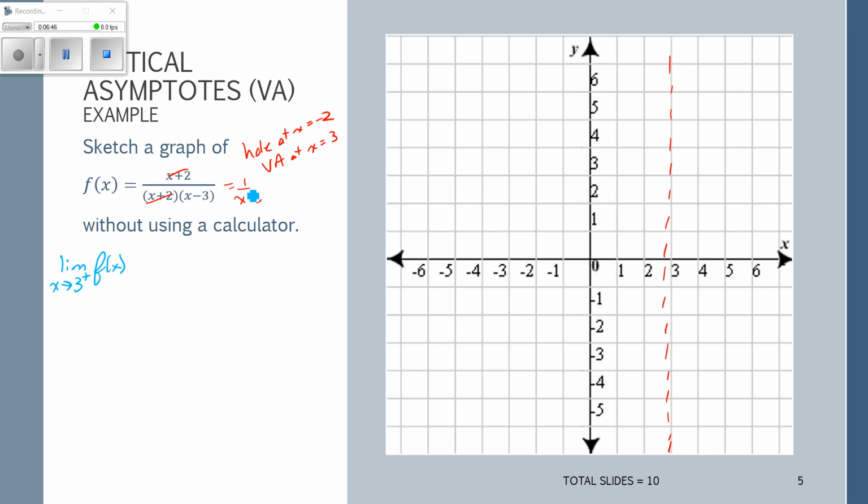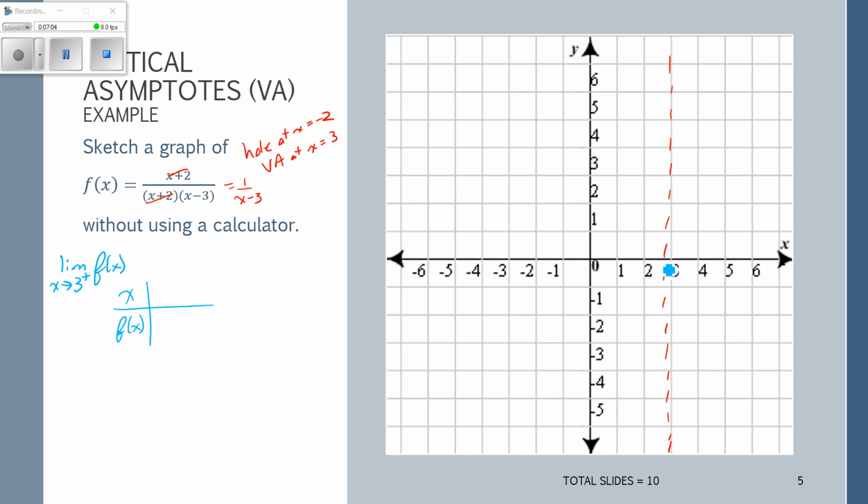I can't plug in 3 because I'll end up with 1 over 0. I can't simplify 1 over x minus 3 anymore. So I'm going to use a table. And a lot of times we just kind of do this in our heads or kind of off to the sides. It's rare that we write a full table.